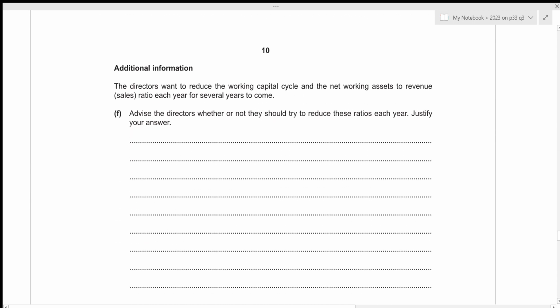Now the directors want to reduce the working capital cycle and the net working assets to revenue ratio each for the several years to come. So we are trying to reduce the working capital cycle. If we're trying to reduce the working capital cycle, okay, the formula is just inventory turnover plus trade receivables turnover minus trade payables turnover. So in this case, we require a reduction. So the positive values such as inventories as well as the trade receivables should decrease, and the trade payables turnover should increase, right? And for the net working assets, again, it's the same thing because we require the inventory to be lower, trade receivables to be lower, and the trade payables to be higher. So it's just going to be the same thing.